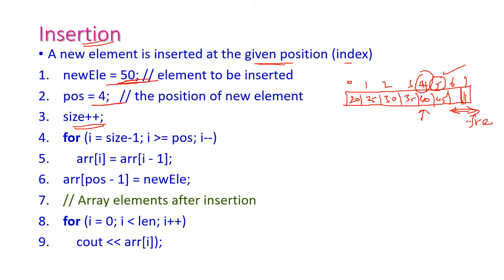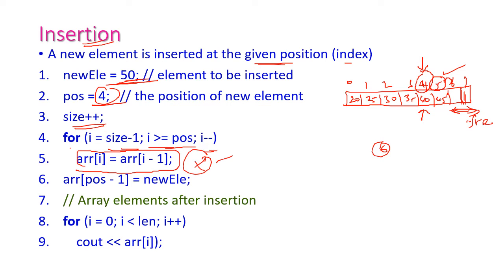The size is incremented. What is the size now? 6. For I equal to size minus 1. Now the size is 6, so that will be incremented, size minus 1, I greater than or equal to position. Which is our position? Position is 4. Up to this, I minus minus from here. ARR of I is equal to ARR of I minus 1.